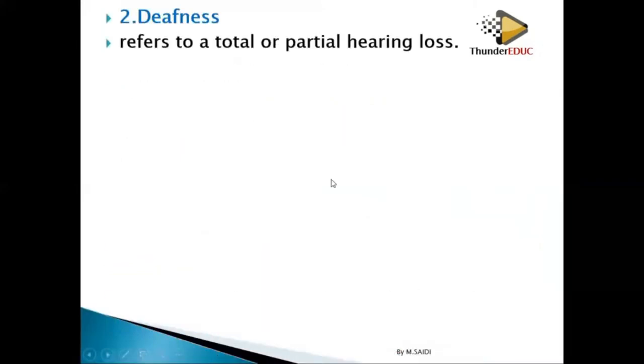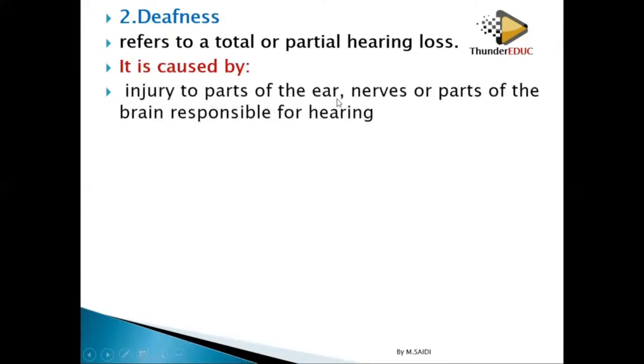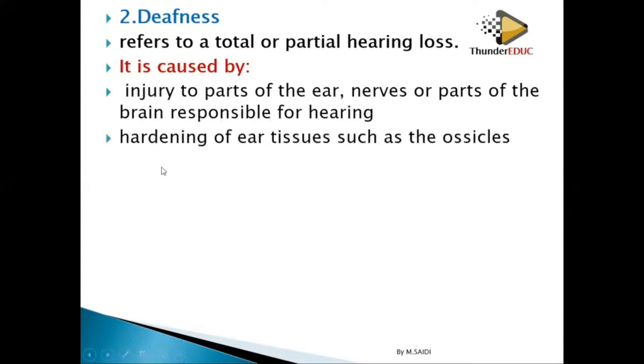Number two is deafness. Deafness might be partial deaf or it could be total deaf. If it's partial deaf, it means that you have difficulties with hearing. Total deaf means that you don't hear at all. It is caused by, number one, injury to part of the ear, nerve, or parts of the brain responsible for hearing. So it means that now the brain can't interpret what is being received. Then hardening of the ear tissue, such as the ossicles. It means that the ossicles cannot move, cannot change their position.